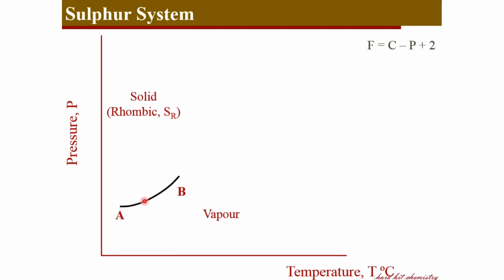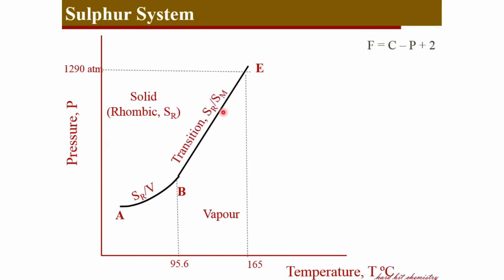Okay, coming back. The curve AB marks the conversion of rhombic sulfur, the solid form, into vapor form. So this will be the sublimation curve of rhombic sulfur, where the rhombic and vapor sulfur exist in equilibrium. As you increase pressure, you can see the sublimation point also increases. And at B, monoclinic sulfur starts to appear. Along the curve BE, the rhombic sulfur is converted to monoclinic sulfur. So on one side of BE you have rhombic sulfur and on the other side of BE you have monoclinic sulfur.